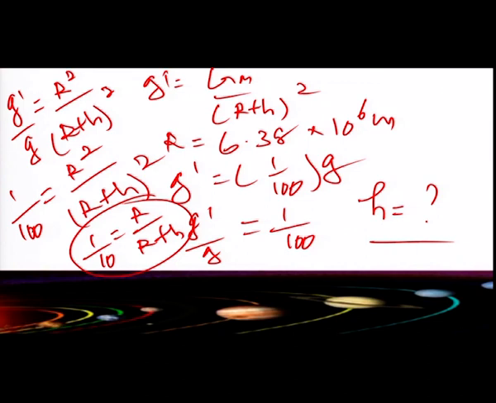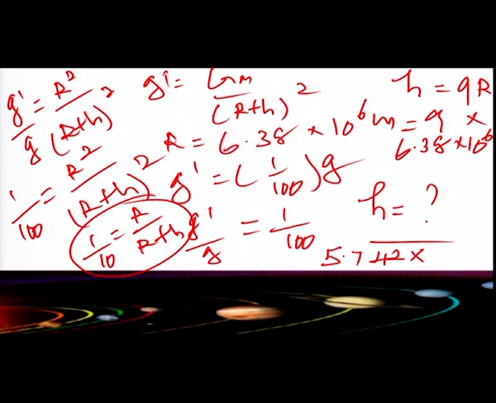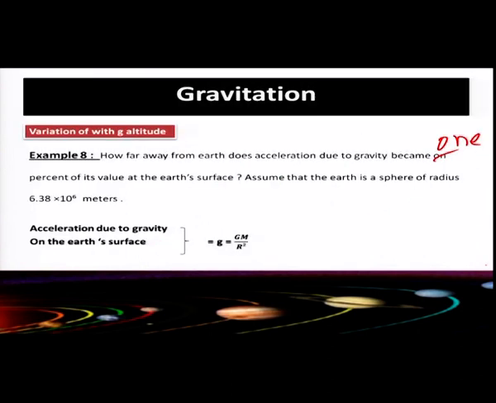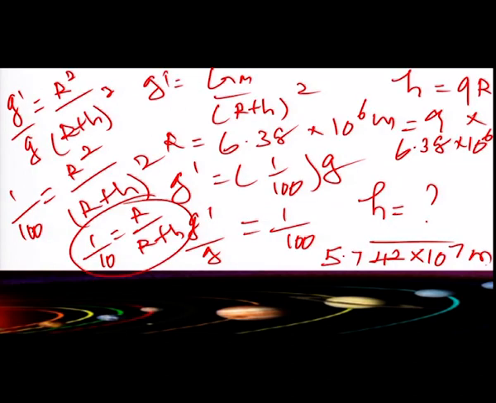So, therefore, what is h? From this, we can calculate h is 9 r. Therefore, when you substitute 9, what is the radius of the earth? The radius of the earth is 6.38 into 10 power 6. When you substitute, you will get the answer as 5.742 into 10 power 7 meter. Therefore, how far away from the earth? The distance is 5.742 into 10 power 7 meter.